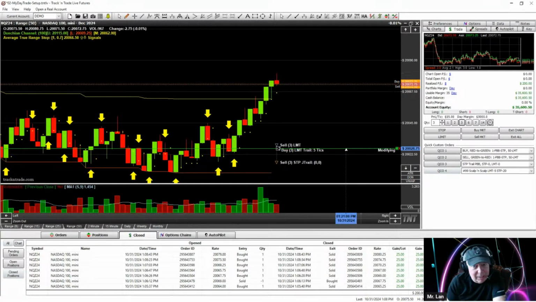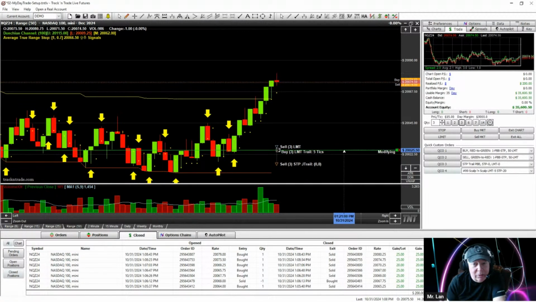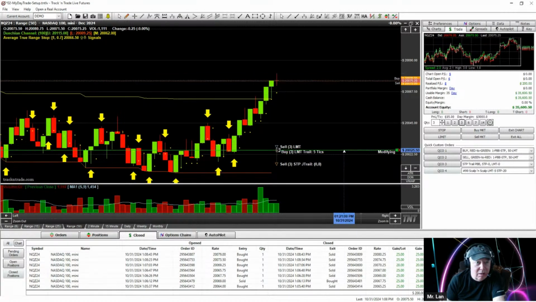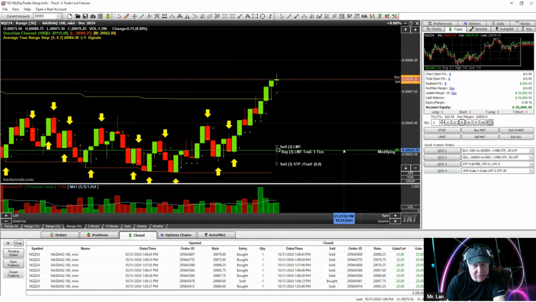Pull back, pull back. We want it to pull way back and then start to rally. Now we're on a range bar 50. The spread is 2, which is good. Sometimes we'll see a spread of 3 or 4, sometimes 5. That's not good. When the spread's wide like that, don't do this strategy at all. You've got to have a tight spread. 2 is about as wide as you want to go.